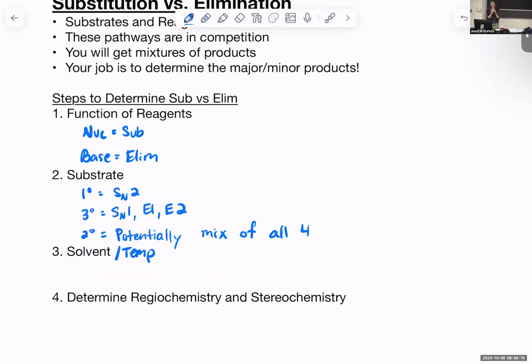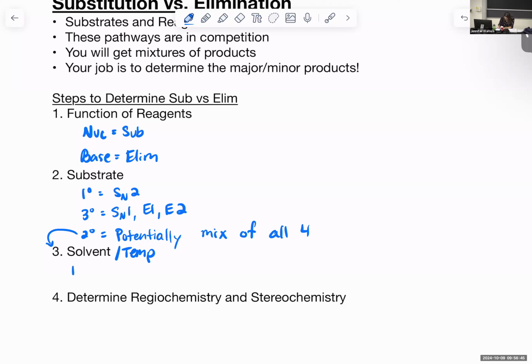So if you look at your reagent first, that should help narrow it down. Then you're going to look at your substrate, and that should hopefully get a deciding factor. Usually, you only need to go on if you have a secondary leaving group. That's when we're going to have to consider our third factor. We're going to go, all right, secondary, then let's consider our solvent and our temperature. If you're trying to pick between your mechanistic pathways, then you're going to consider your solvent.